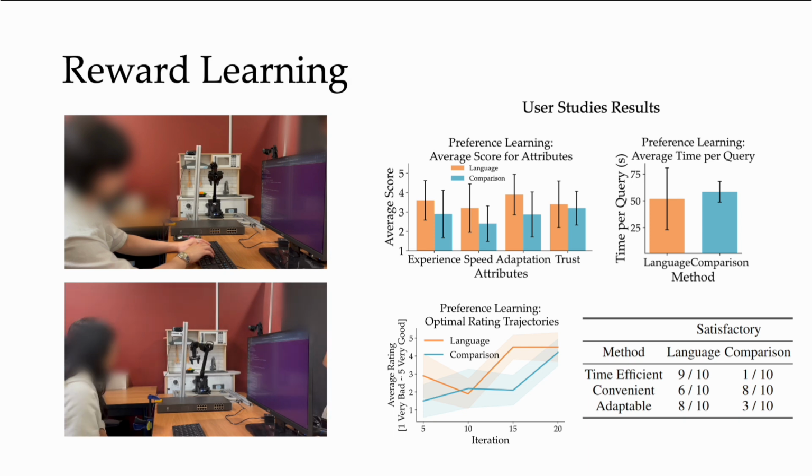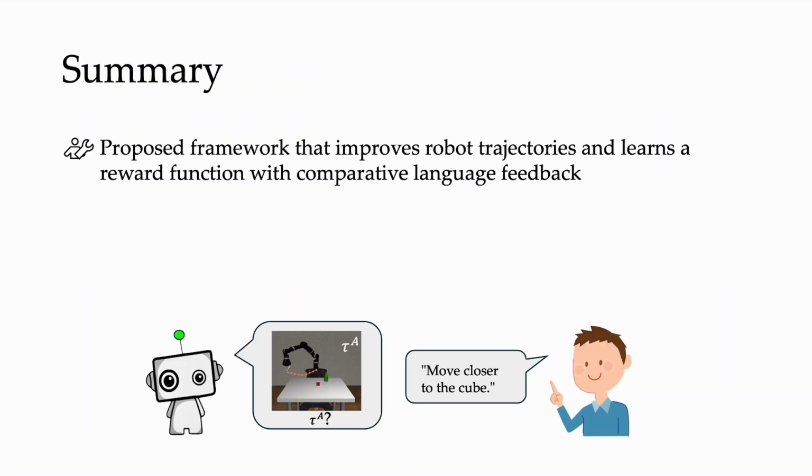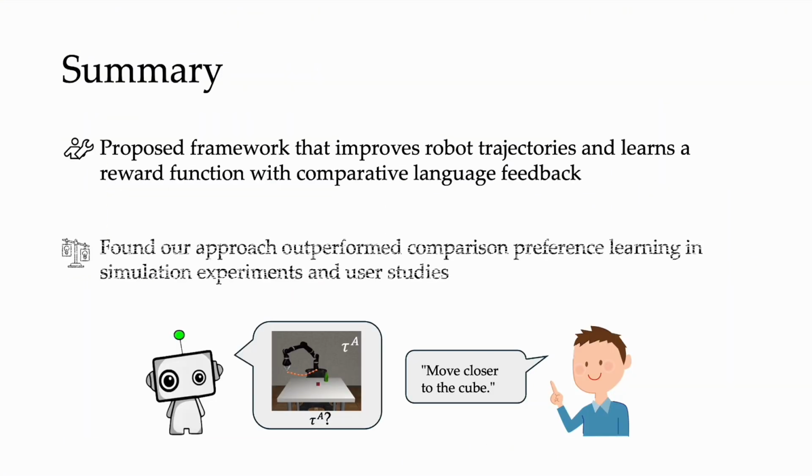We also found favorable results, with users preferring our language method over the comparison method for experience, speed, adaptation, trust, time efficiency, and adaptability. In summary, we proposed a framework that improves robot trajectories and learns a reward function with language feedback, and we found our approach outperformed comparison preference learning.